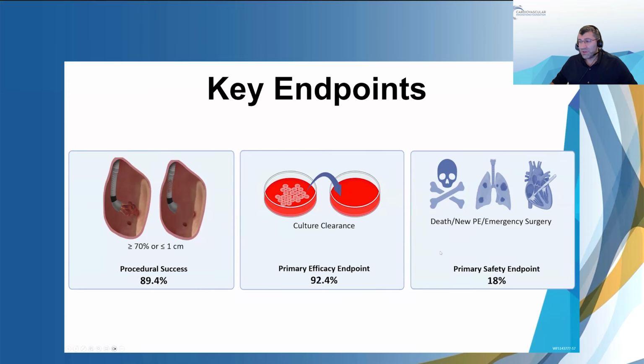And then finally, we defined the primary safety endpoint as the in-hospital composite of death, new pulmonary embolism, and emergency surgery. Now, mind you, there was no protocolized systematic imaging post-procedure to define the timing of the pulmonary embolism. So that's a little up in the air. But the primary safety endpoint was 18%.